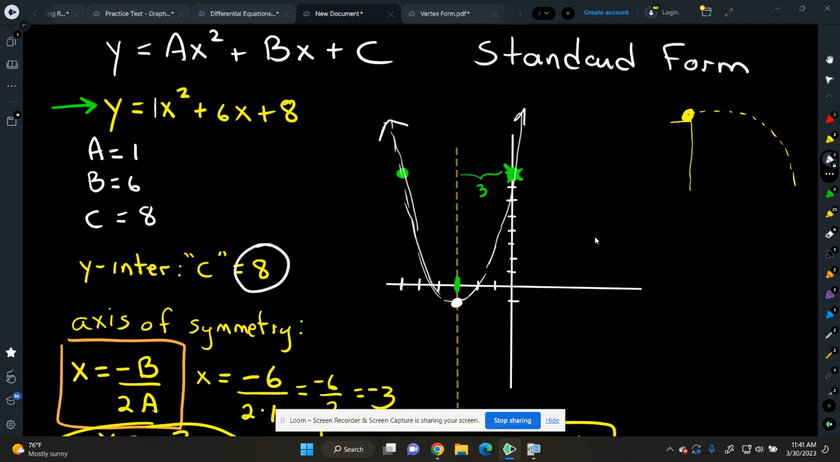Okay. We've got the y-intercept. Patrick, you with me? You awake?